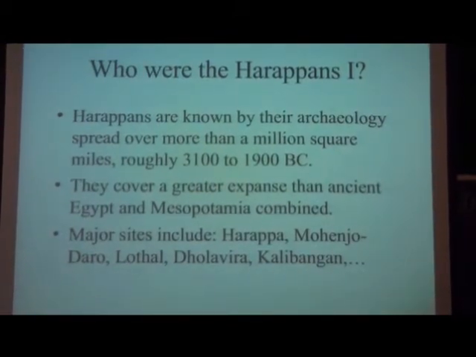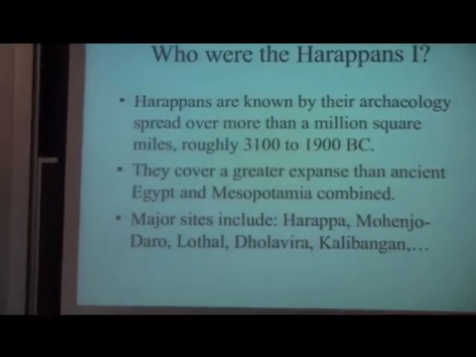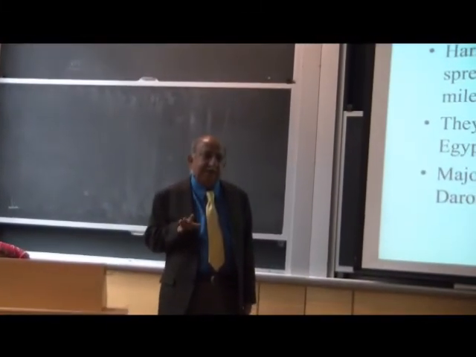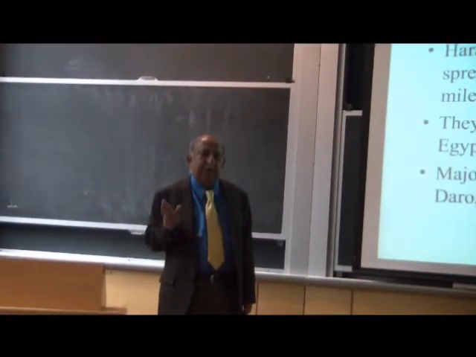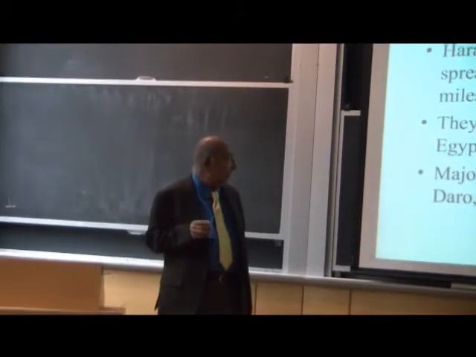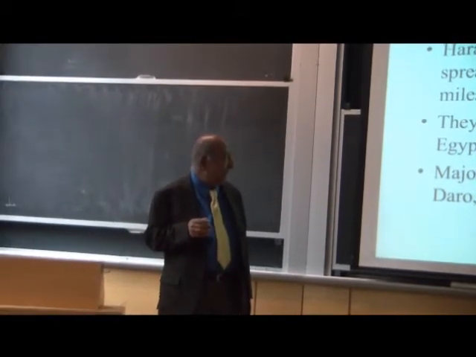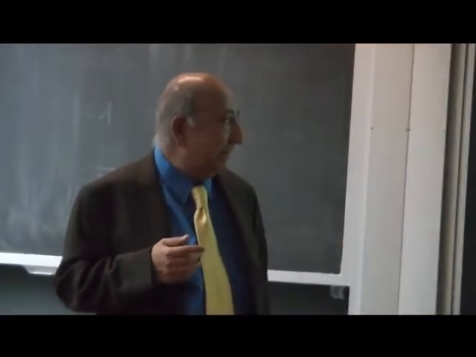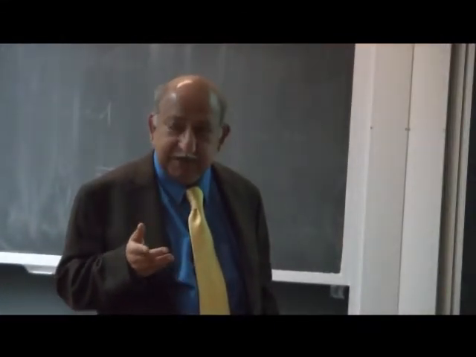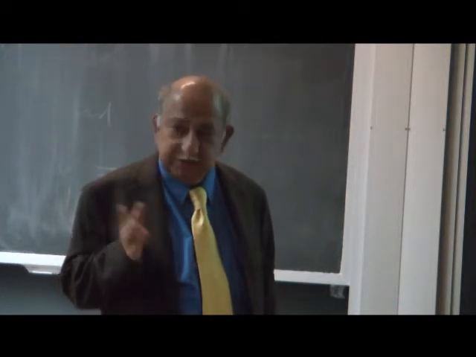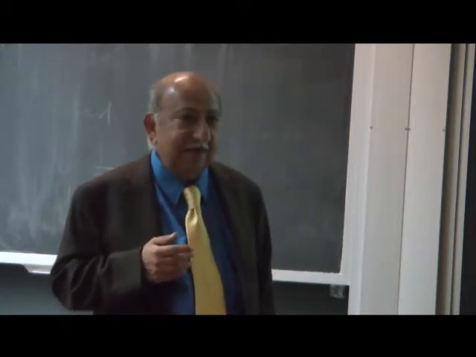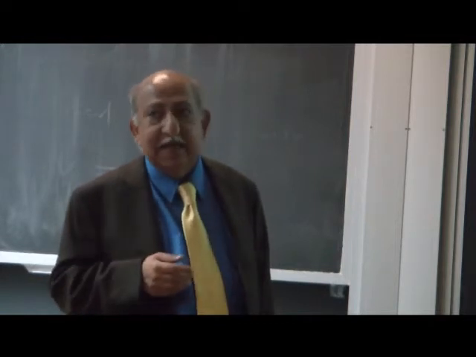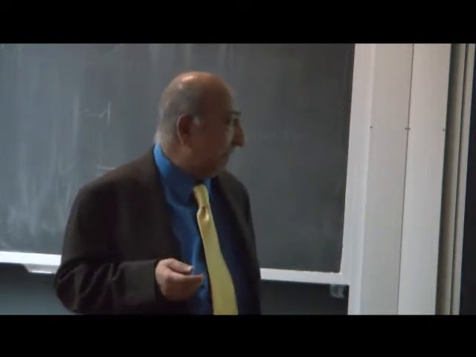The word Harappan comes from one of the two earliest sites excavated. One was Harappa and the other was Mohenjo-daro. These are very well known. They cover a greater expanse than ancient Egypt and Mesopotamia combined. Major sites include Harappa, which gives it the name Harappan, which is unfortunate and inaccurate, but it's convenient because we can use it both as an adjective and as a noun.